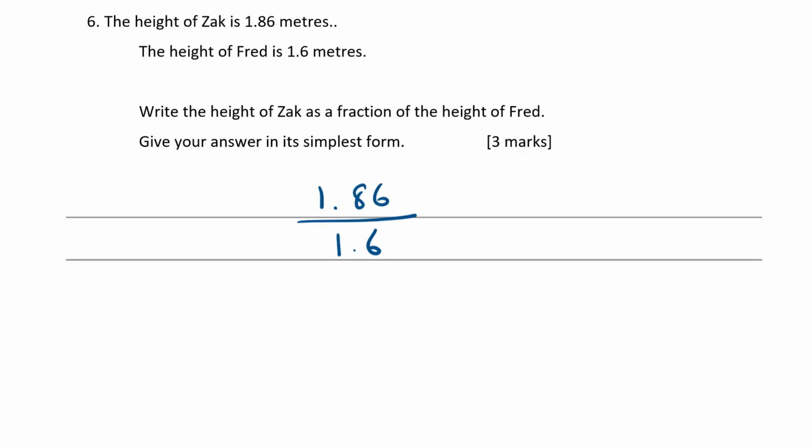1.6. Now again, we've got decimals here, which we can easily get rid of by multiplying top and bottom by, well, let's do it by 100. So what will that give me? That will give me 186 over 160, won't it? So it's a top-heavy fraction. Right, so we're looking for common divisors now. 160 and 186.